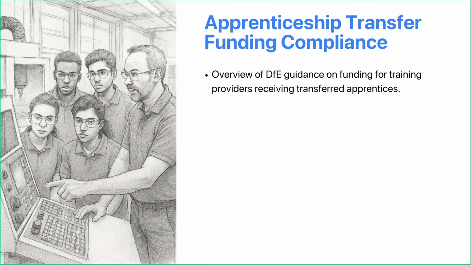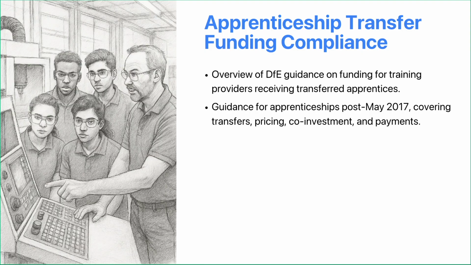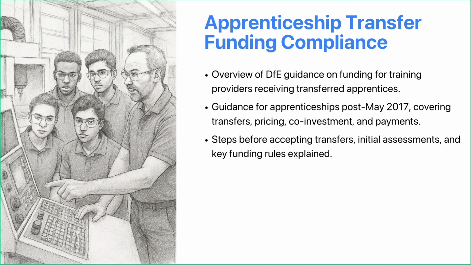In this video, we'll walk through the DfE guidance on apprenticeship funding for training providers who receive apprentices from employers after another provider's funding agreement terminates. This guidance applies to apprentices who started their apprenticeship after 1st of May 2017, and it covers everything you need to know about accepting these transfers, including negotiating new prices, managing co-investment, and handling additional payments. We'll explore what you must do before accepting a transfer, how to conduct initial assessments, and the key funding rules you need to follow.